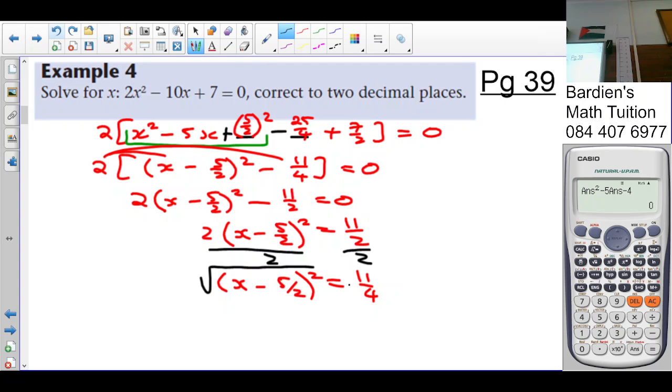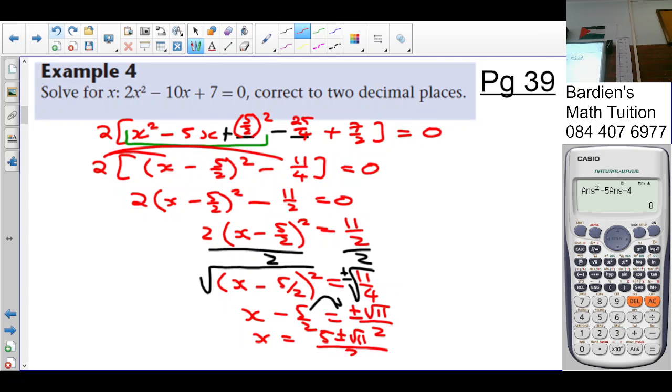Square root. If you introduce square root, plus minus. So x minus 5 over 2 equals plus minus the square root of 11 over 4. Yeah, what's the square root of 4? 2. Now what? Get it over the equal sign. So x is equal to 5 over 2 plus minus the square root of 11 over 2.